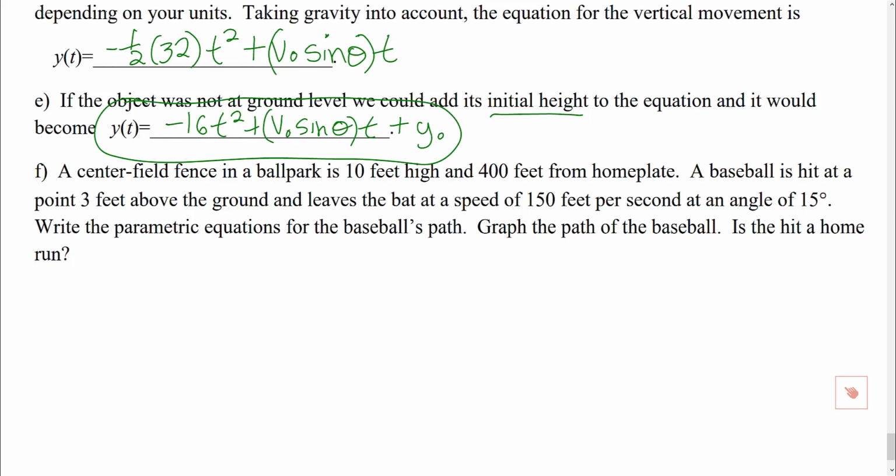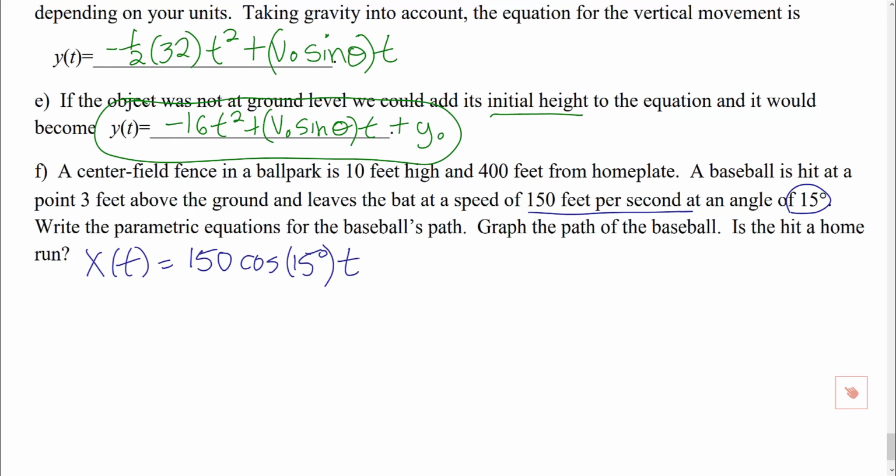And to get hit over the fence, when the horizontal distance is 400, the height needs to be at least 10 to clear the fence. It could be higher, but at least 10 to go over the fence. All right, so let's write the parametric equations. So first we have x of t, and that equals v naught, the initial velocity, was 150 feet per second. So that's going to be 150 cosine, the angle was a 15-degree angle, so cosine of 15 degrees t.